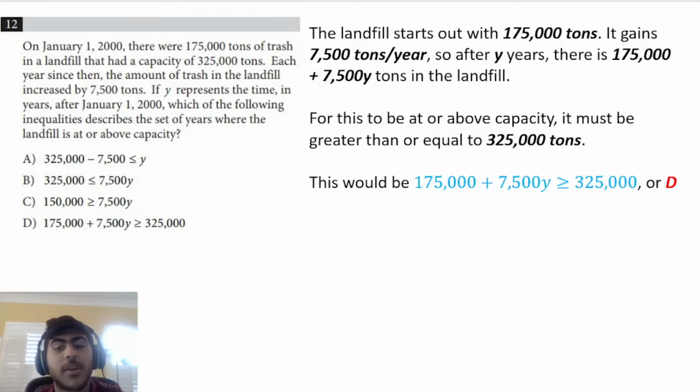To be at or above capacity, it must be greater than or equal to 325,000 tons. So 175,000 plus 7,500 Y would be greater than or equal to 325,000, or answer choice D. Let's keep going.